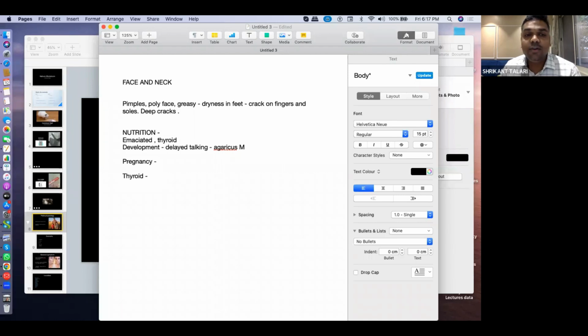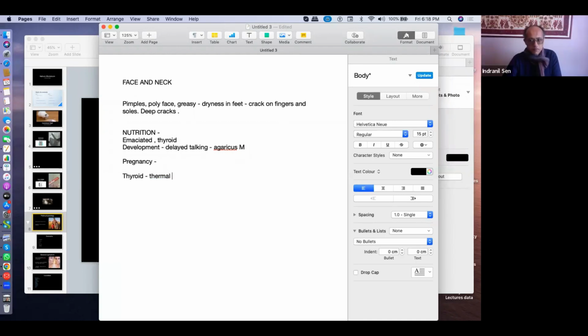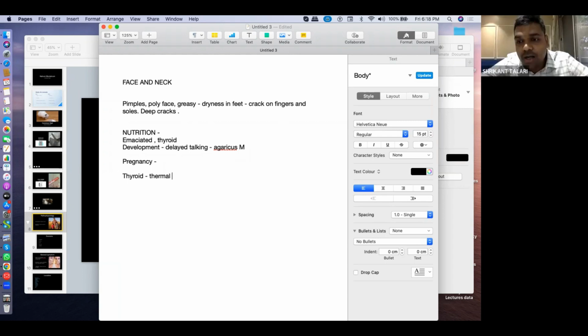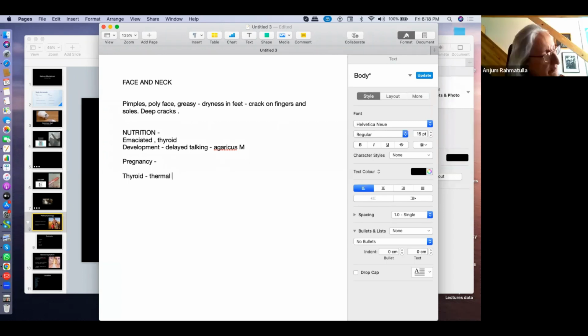Very good. Now you're getting this. Now, what will be the other thing about thyroid? One more important symptom of thyroid is thermal state. It alters the thermal state. Hyperthyroid will become hot. Hypothyroid will become cold.